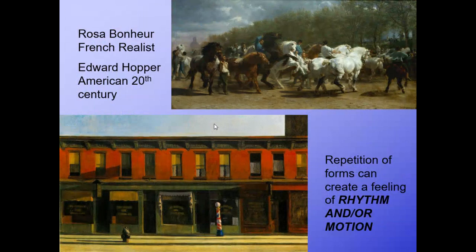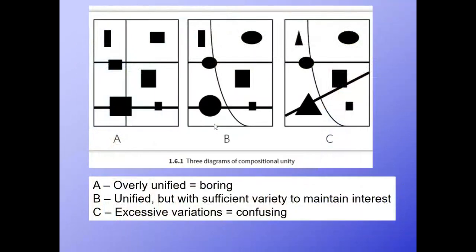So, repetition, we definitely see visual artists using this tool to create a sense of movement or to create movement for eyes across the surface of a painting. You can see that there's a kind of chaotic movement from left to right across the backs of horses in the Rosa Bonheur painting. But your eye also kind of follows a rhythm of the windows across the painting by Hopper at the bottom there as well.